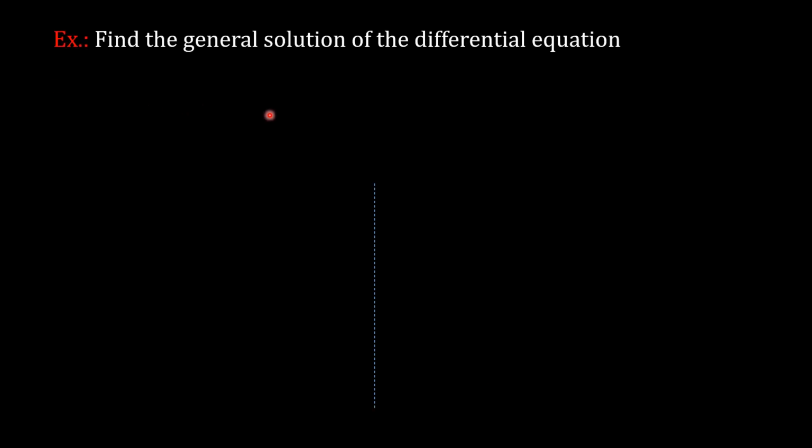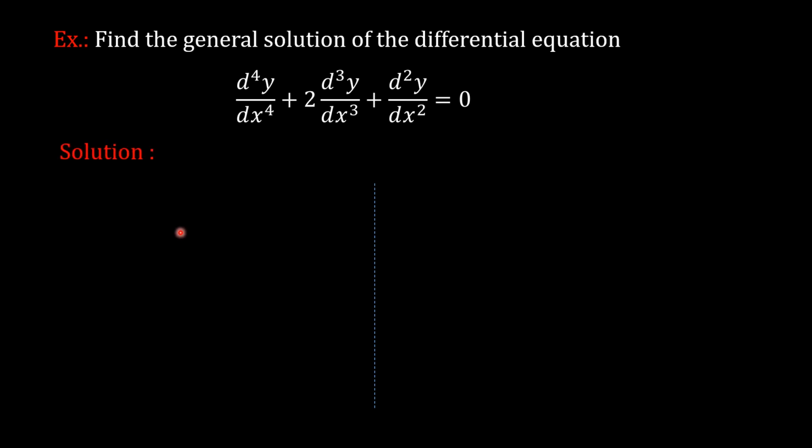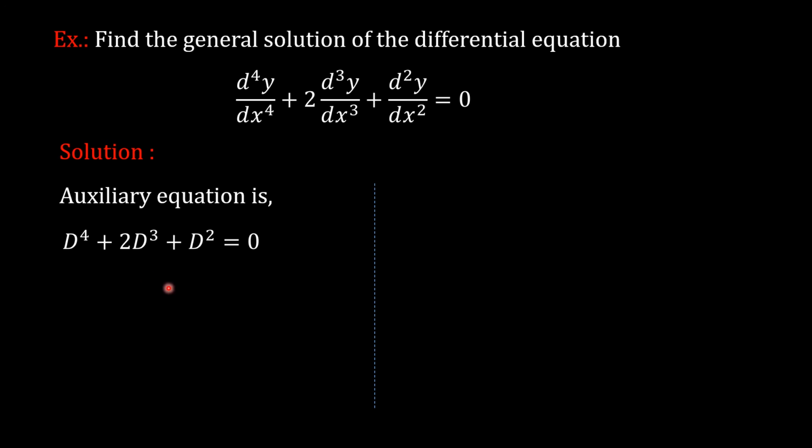Find the general solution of the differential equation d raised to 4 y upon dx raised to 4 plus 2 d cube y upon dx cube plus d square y upon dx square is equal to 0. Obtain the auxiliary equation, which will be D raised to 4 plus 2D cube plus D square is equal to 0.